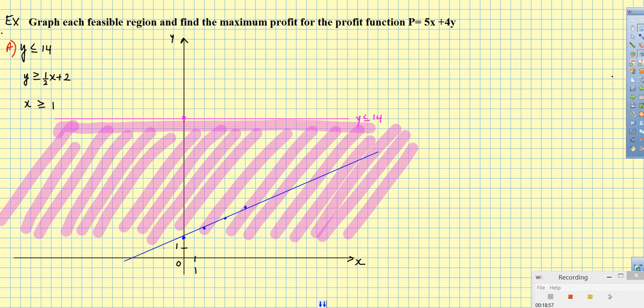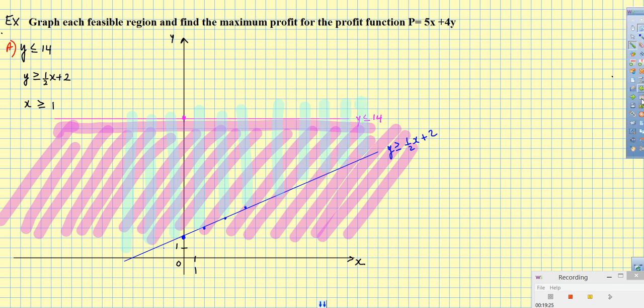So y is greater than or equal to 1/2 x plus 2. This is at (0, 2). When I shade it in, I'll go to the blue. It has to be larger than that, so it's going to get shaded above. Okay, it gets shaded above.